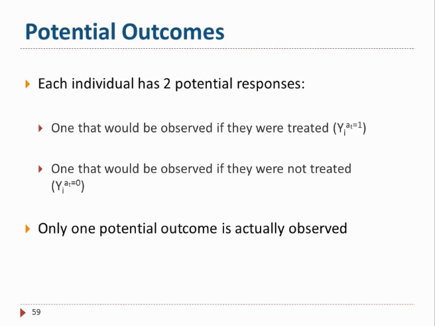So what is a potential outcome? In causal inference, we like to think of each individual having two potential outcomes. There could be more, but we'll focus on two because it's easier to think about two. One that would be observed if they were treated, and one that would be observed if they were not treated.